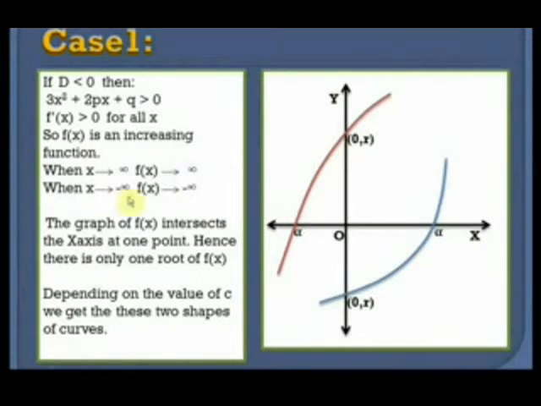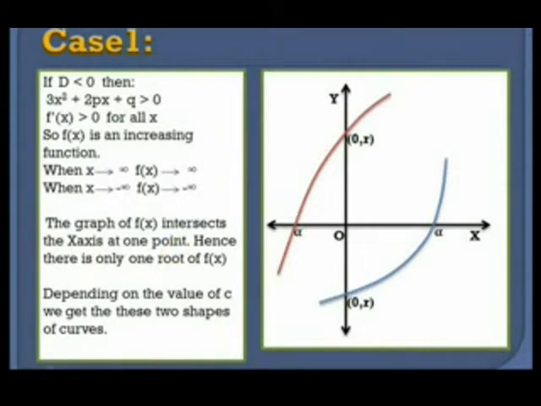Now also we see that when x tends to infinity, f(x) tends to infinity, and when x tends to minus infinity, f(x) tends to minus infinity. Thus, the graph of f(x) intersects the x-axis at only one point. Hence, we can say that there is only one root of f(x).